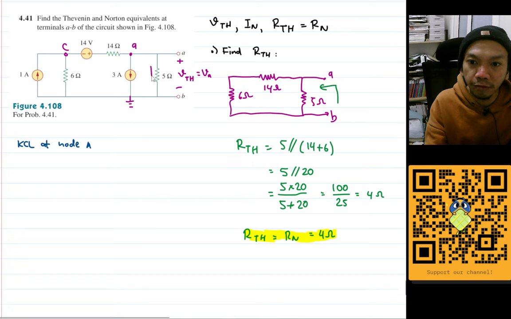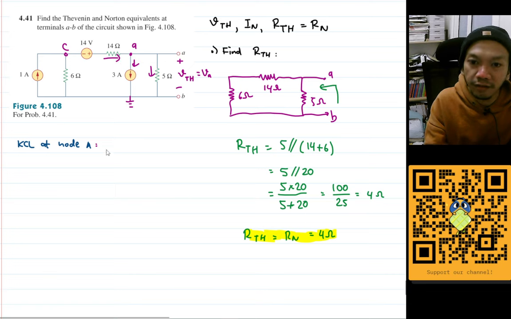And I want to assume the direction. It's going down. And this one will go here. Now, what can we get here? This current here is going out. This current here is going in.